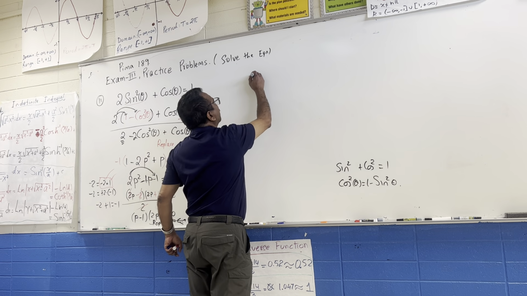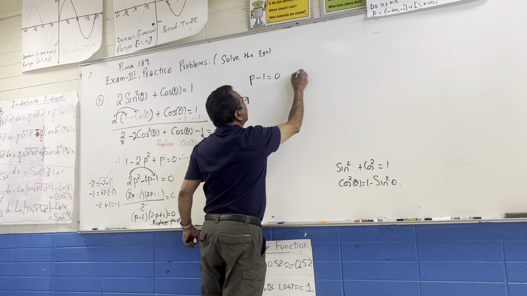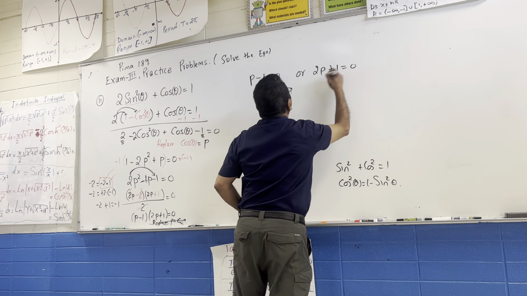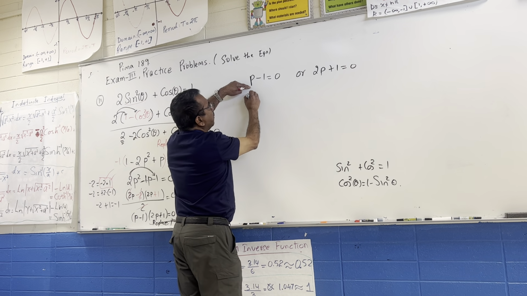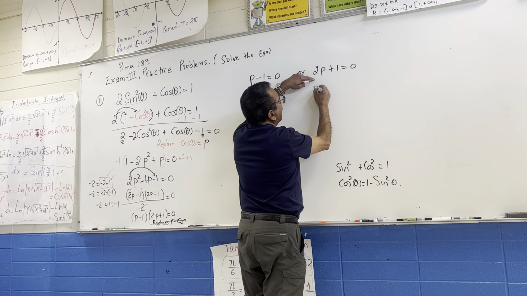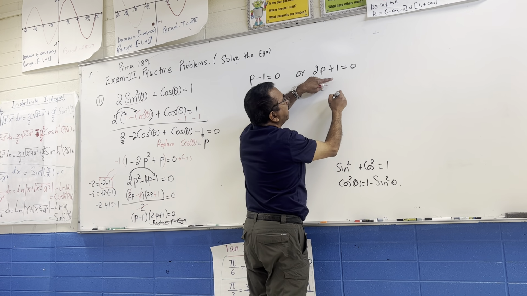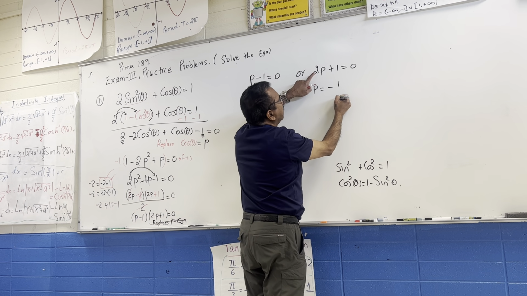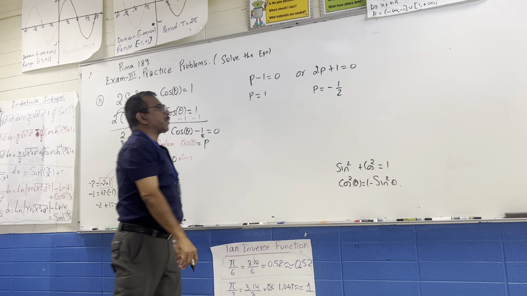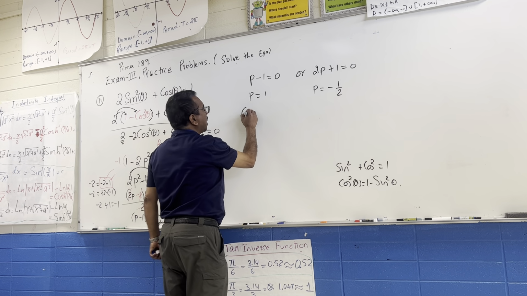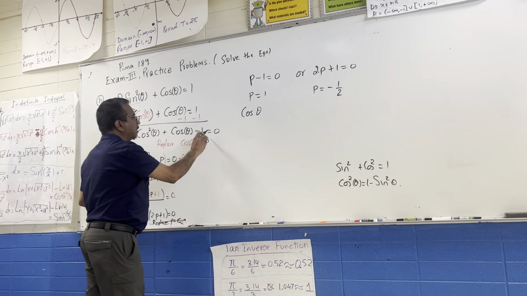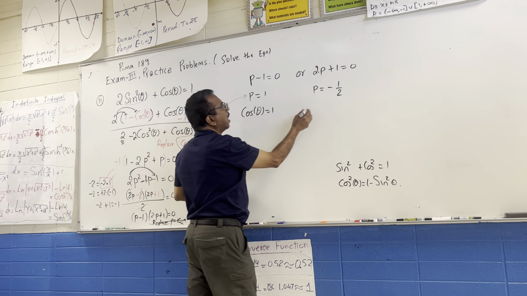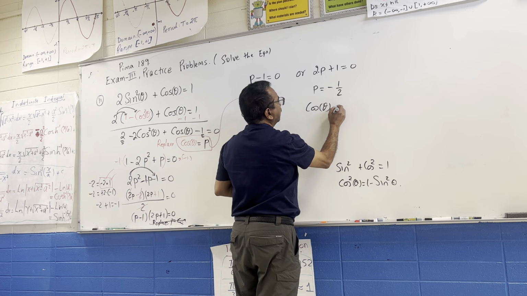Either the first parenthesis is 0, then 2p plus 1 should be 0. What this means is p has to be minus half, because the opposite of plus 1 is minus 1, and the opposite of multiplication is division. And the other one is p minus 1 equals 0, so p has to be 1. Then p equals 1 is cosine theta, so we replace it back. So cosine theta is 1 and cosine theta is minus half.